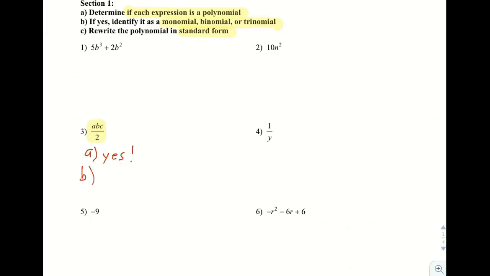For B, is it mono, bi, or tri? There is one term that we see here, just one term, because it's all chunked together, no addition or subtraction, so I'm going to call it a monomial. And then part C, rewrite it in standard form. Now when there's only one term, it's pretty easy to put it in standard form because there is only one term to go first. So I just rewrite exactly what I had in that case.